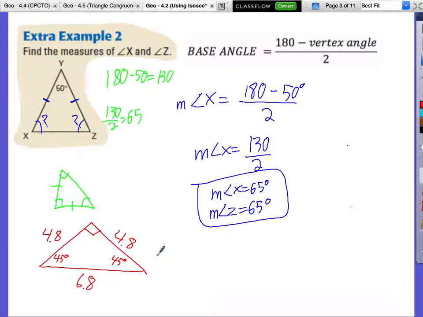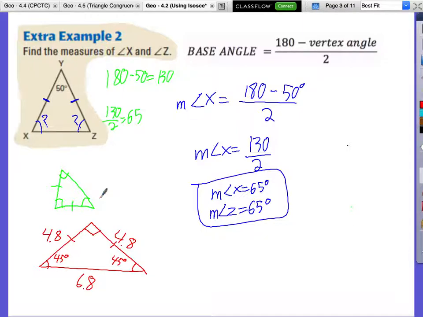So we have a right triangle, and we know it's isosceles. Well, how do we know it's isosceles? Two congruent sides, 4.8 and 4.8, are the same. Those are congruent. And then what do we know about these two angles here? They're congruent, okay? And if we look at this, this is kind of like this triangle, but flipped around a little bit, shaped a little bit differently. Let's apply some of the same principles to it.